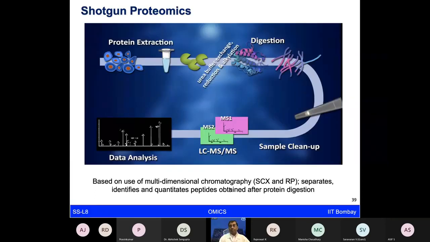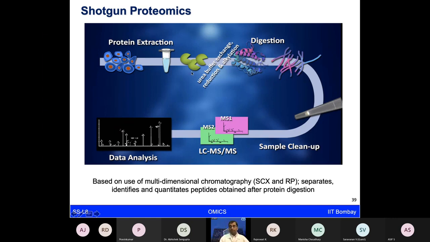One of the complex terms, known as shotgun proteomics, is essentially that you are injecting your complex protein mixture, which is in a tube. You are not separating it on the gel the way I showed you in the last module of two-dimensional electrophoresis, but rather you are directly subjecting it to the mass spectrometer. And for doing that, you are taking the entire protein mixture in a tube.